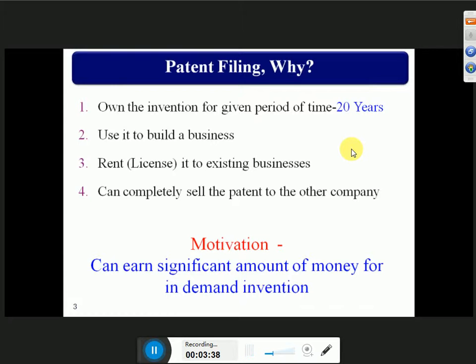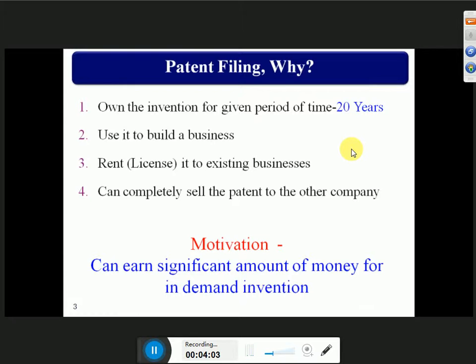For example, so far as pharmaceuticals are concerned, in the majority of cases, most of the patents are sold to big companies, rather than the patent owner starting their own business. So this is what happens, and this you can do if you have the patent rights, and you can do this up to 20 years so far as the Indian Patent Office is concerned.